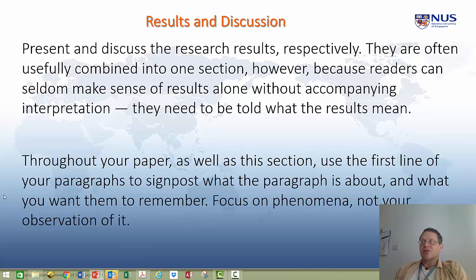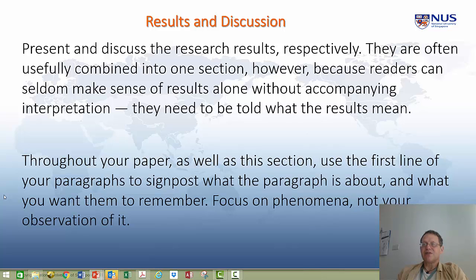Now, you're going to present and discuss your research results, and conventionally you put your results up and then discuss them. This is one of the major reasons for putting results and discussions together, because readers can seldom make sense of the results alone without some interpretation. You need to tell your reader what your results mean.